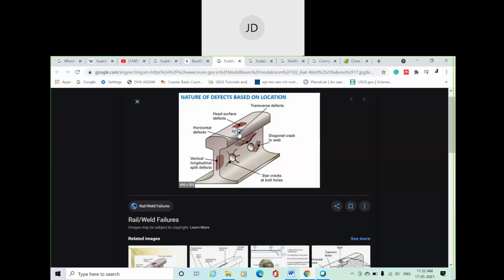Along the side of the rail, you can see the transverse defect. And there are some different defects also, like star crack at bolt hole, and diamond crack in the web part. This is your web part. So depending on the shape of the wear and tear, we have different names. Got it?